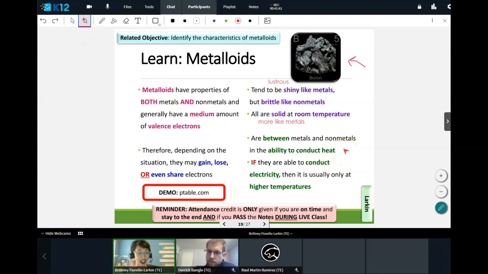Now, in terms of conductivity, ability to carry energy, we learned about 2 types. We learned about heat or thermal energy, as well as electrical energy or electricity. And they're in between in terms of heat conductivity. So they're not amazing like metal conductors. They're not terrible like non-metal conductors. In terms of electricity, if they are able to conduct electricity, which not all of them can, that would be more like a non-metal. But if they can conduct electricity more like a metal, they usually can only do it at higher temperatures, or they're just not as good at it as metals are.